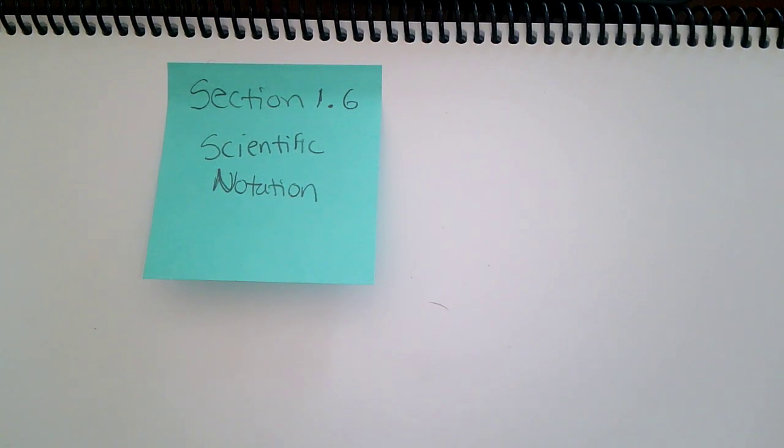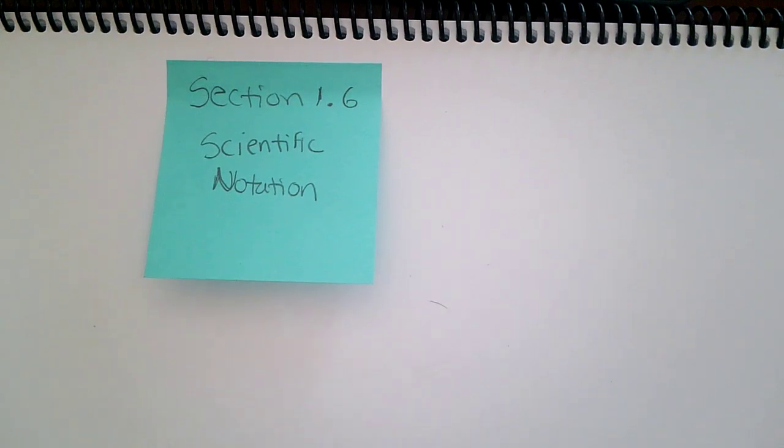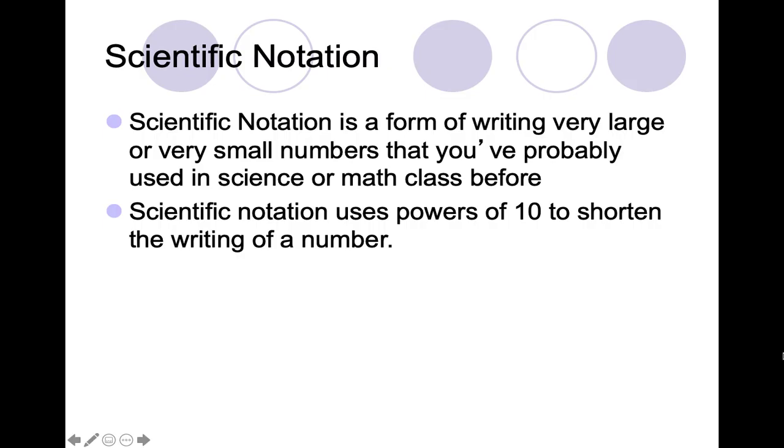Alright guys, so this video is for the explanation of scientific notation. Most of us have done this before. We had a little quick overview on it not too long ago, but this is for the actual quiz and everything. Scientific notation is a form of writing very large or very small numbers that you've probably used in science or math class before.